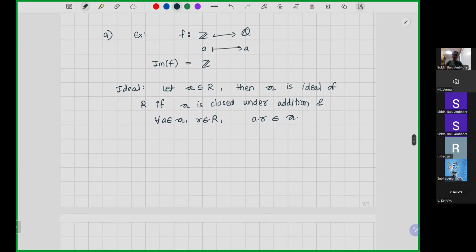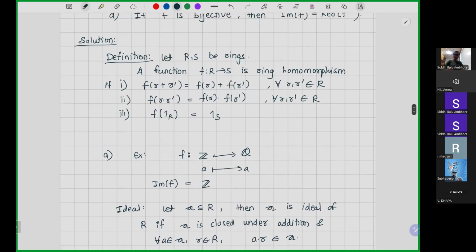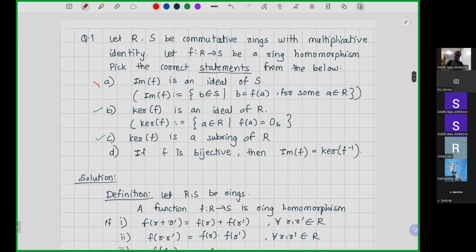But if Z is an ideal in Q, then let us take for example 1/2 belongs to Q and 1 in Z, 1/2 times 1 must belong to Z, right? But this is not true. Therefore, A is wrong and this image F is not an ideal of S.